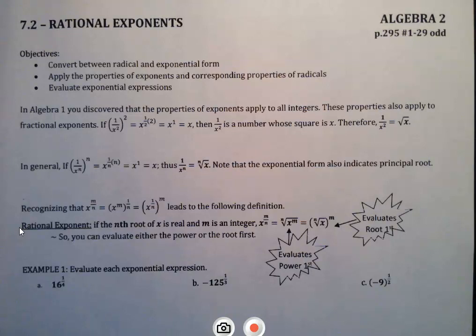All right, so in Algebra 1, you discovered that the properties of exponents apply to all integers. And these properties also apply to fractional exponents. So it says if we've got this x to the 1/2, and that quantity is squared, okay? That's the same thing as saying x to the power of 1/2 times 2.